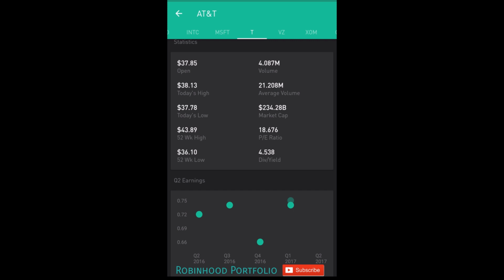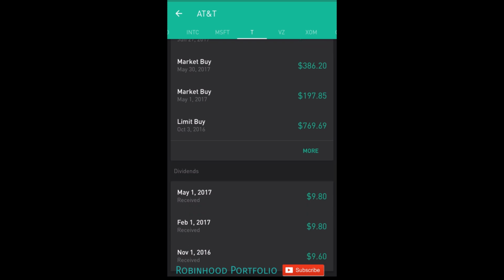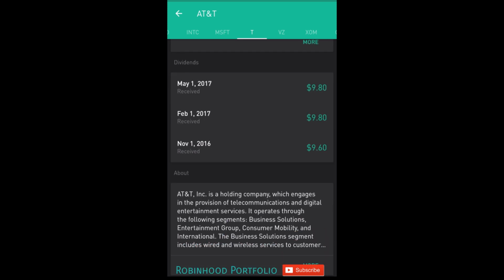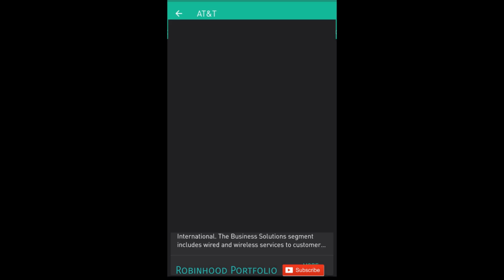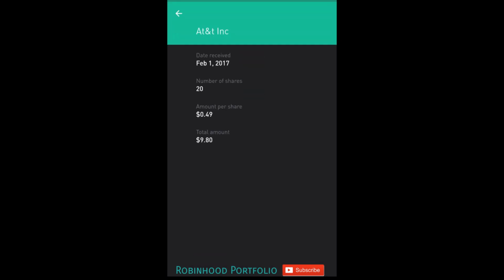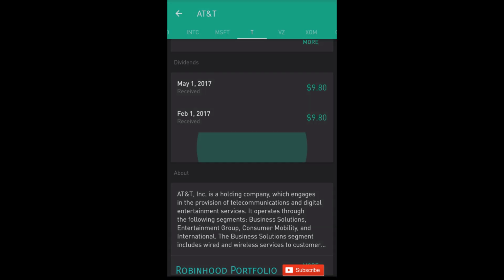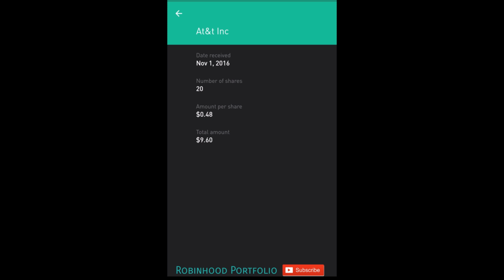So I thought I'd quickly talk about how to calculate a dividend yield. Essentially, a dividend yield is simply the amount of dividends paid per year divided by the current share price. So if we take a look at AT&T here, if we scroll all the way to the bottom, we can see that I've received a few dividend payments, and you can see that for each share held, AT&T is paying 49 cents per share. And if we take a look at the May 1st payment, the February 1st payment, it's also 49 cents. And the November 1st payment, actually it's 48 cents.